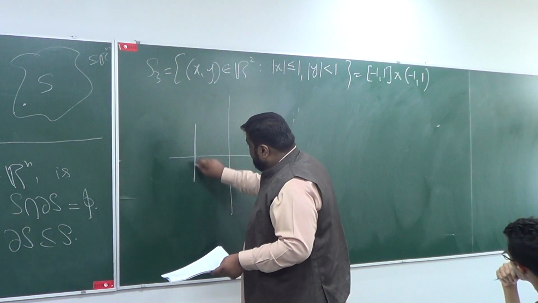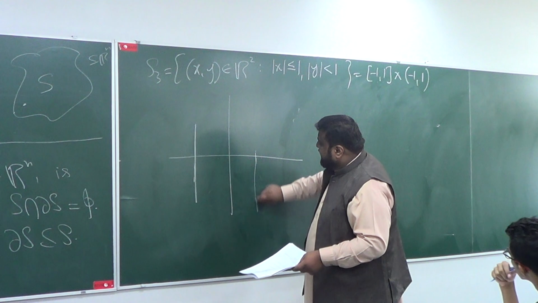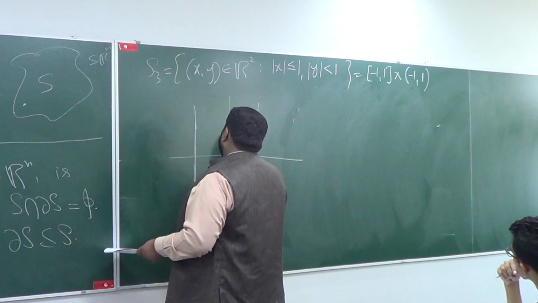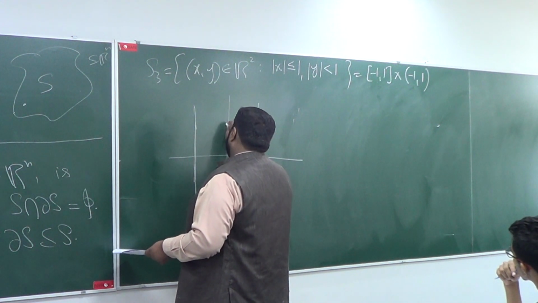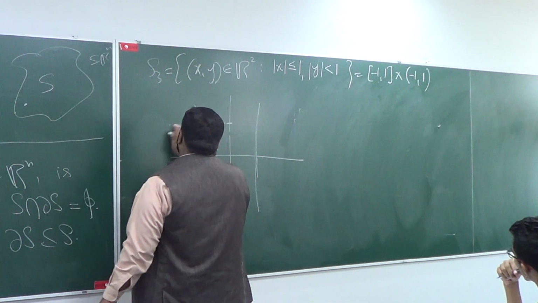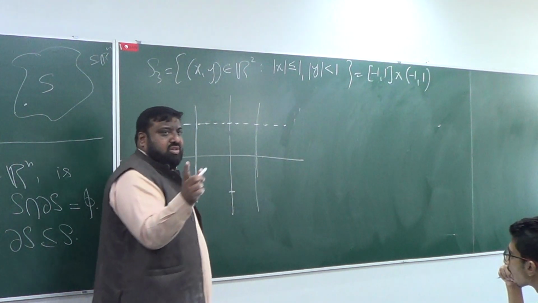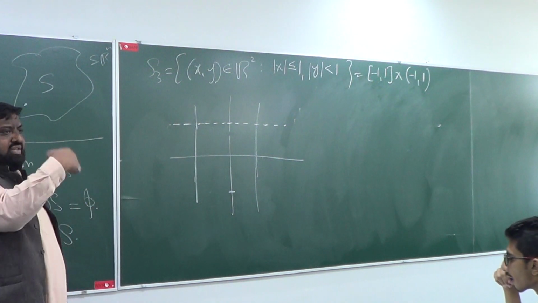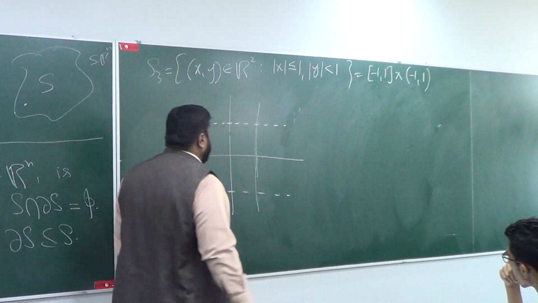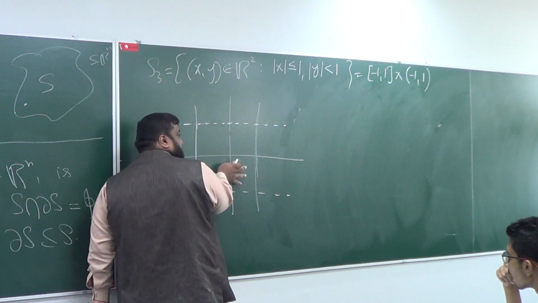So x equal to -1 is this entire line, and x equal to +1 is this entire line. And where would y equal to 1 be? Maybe y equal to 1 is here, and y equal to -1 is somewhere here. y equal to 1 is not included, so I'll make it dotted. If I'm making something dotted, I mean that I'm not interested in that line, so everything except that. So what is this S3? S3 is basically this.